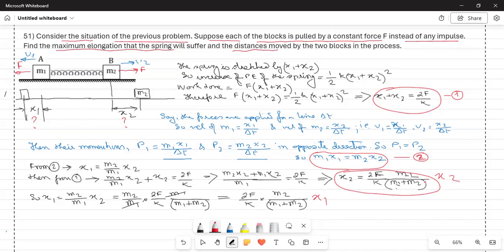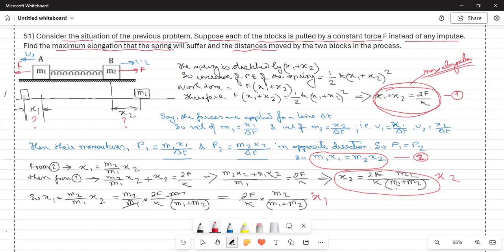The question was to find the maximum elongation that the spring will suffer and the distances moved by them, right? And what was x1 plus x2? x1 plus x2 was 2F by k. This is answer 1, answer A, the maximum elongation. Maximum elongation is x1 plus x2, and the values of x1 and x2 are given separately here, right?